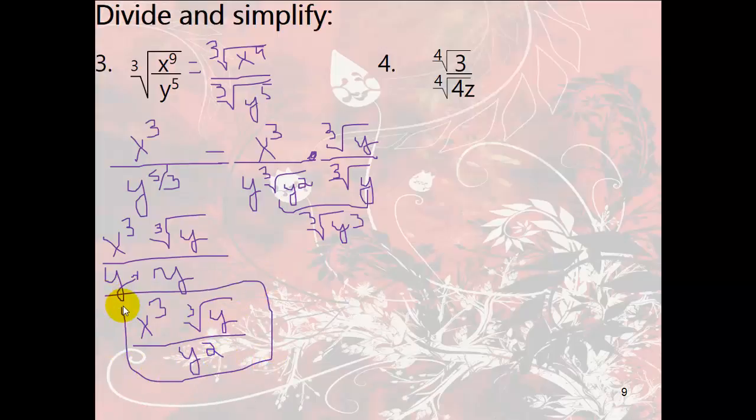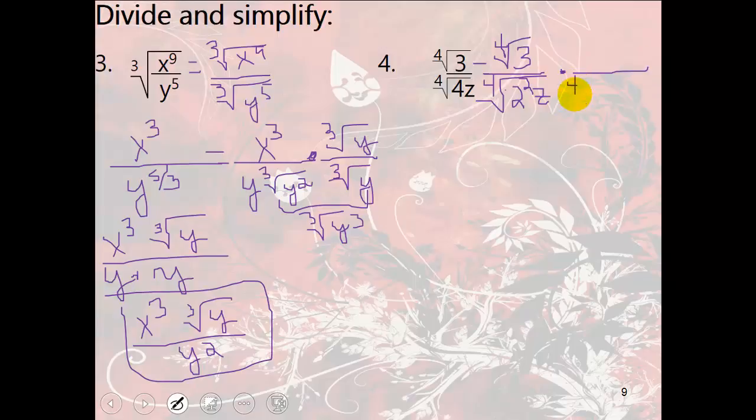You try number 4. All right, this is already broken up. There's nothing in common, so I'm not going to try and pull it together. I have the 4th root of 3 over the 4th root of 2 squared z. Now, I have to get my powers under my radical sign to match my index. So I need to multiply this denominator by the 4th root of, I need 2 squared, and then I need a z cubed. Whatever I do to the bottom, I must do to the top. So I need a 2 squared and a z cubed.